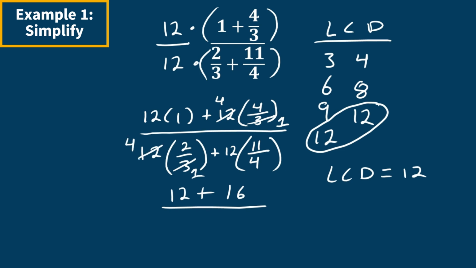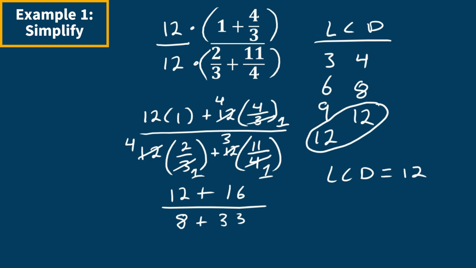So now we have 4 times 2, which is 8, plus, looking at the next one, we have 4 here, so that's going to cancel with the 12. And that's going to become a 3, so we have 3 times 11, which is 33. Now, as you can see here, we just have a simple fraction that we can simplify. That was the whole point of finding the LCD, so we can eliminate the denominators from the other fractions.